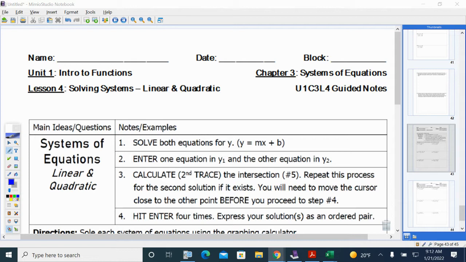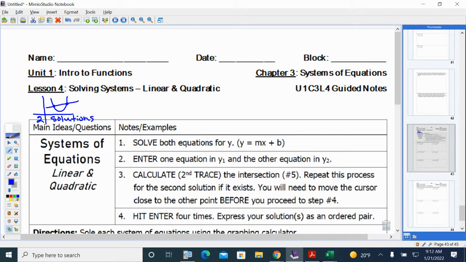So if you've got a graph, and you've got a parabola, which is a quadratic, and your line comes through here and it hits that parabola at two spots, what that means is you have two solutions. So we have two solutions. Both of those are going to be ordered pairs, x, y.